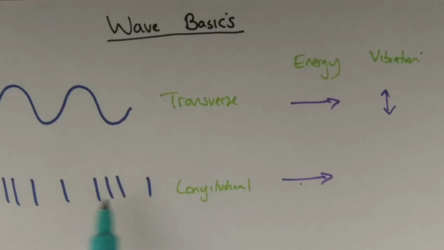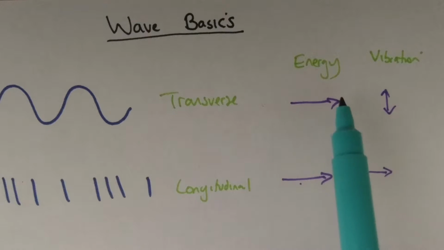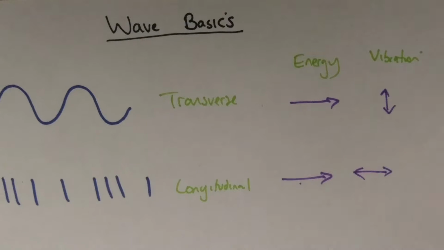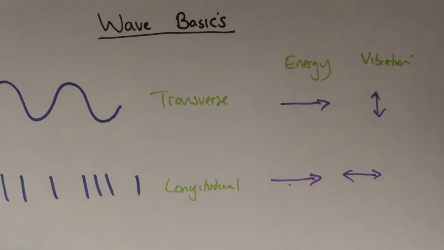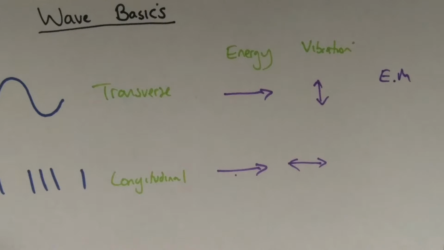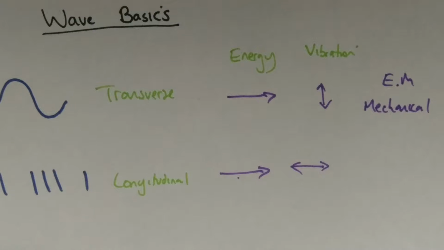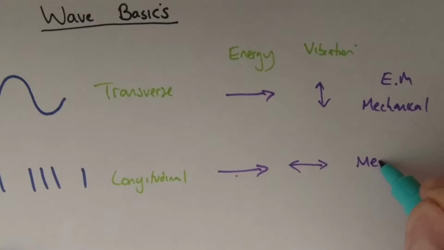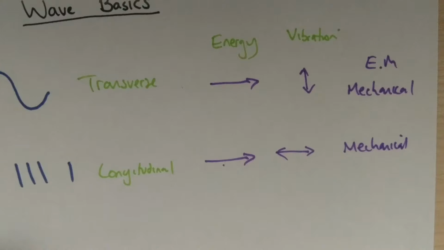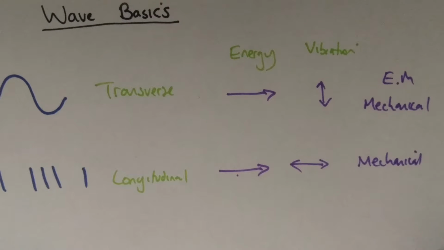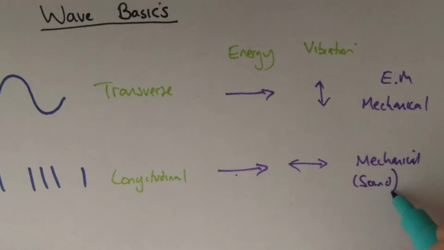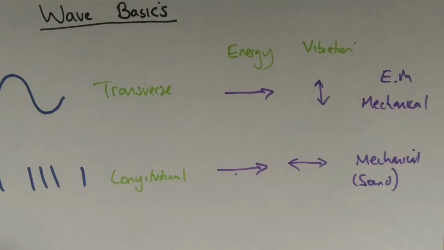With our longitudinal, our vibrations are going left and right. So we've got vibrations that are parallel to this energy transfer. So that is the key fundamental definition, the relationship between the energy transfer direction and the directions of vibrations. Transverse waves, most commonly we're looking at electromagnetic. They can also be mechanical waves. Longitudinal, again the fundamental type is mechanical. Mechanical can be both. And the big example of a longitudinal mechanical wave is sound.